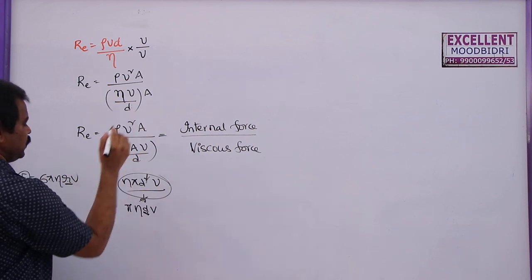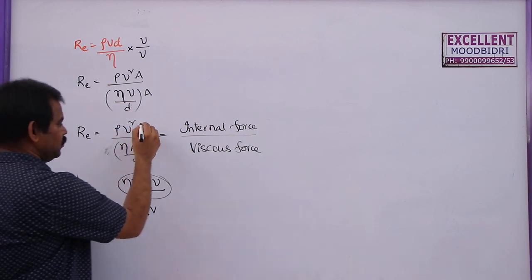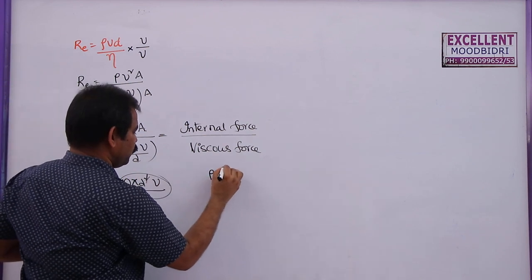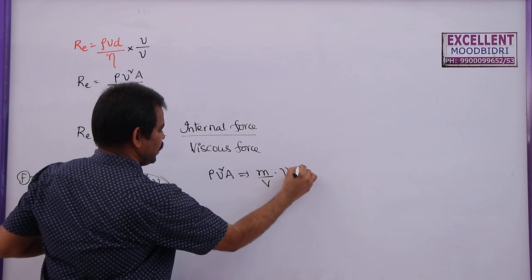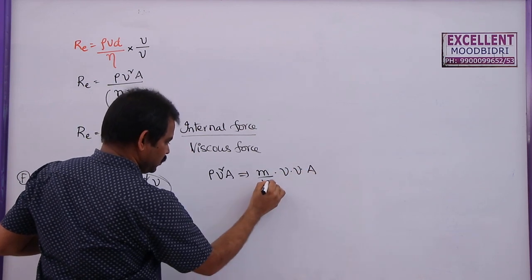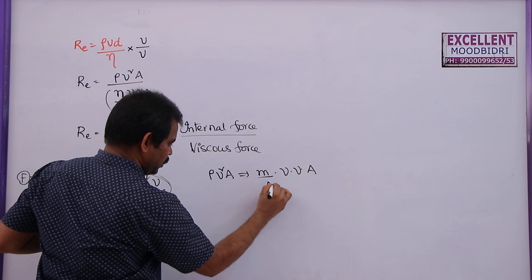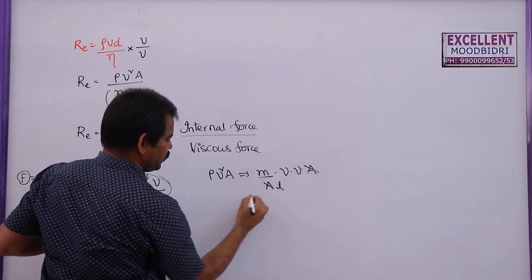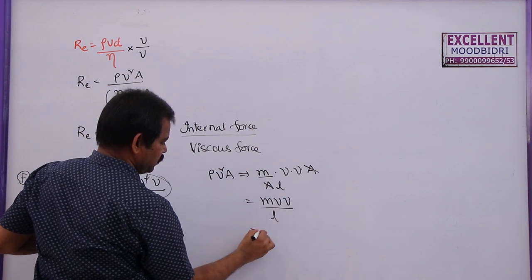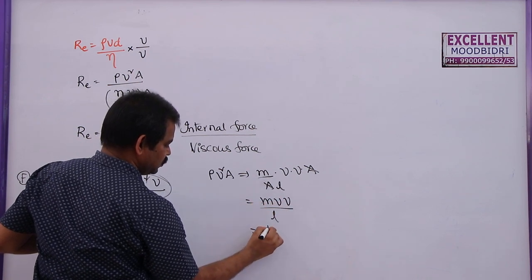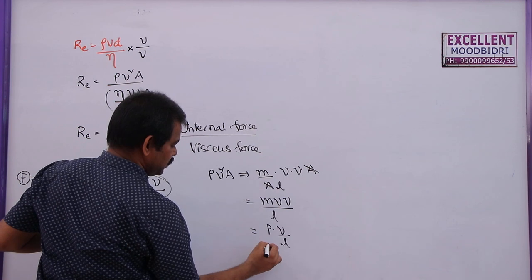But what about this one? Here if you see rho V square A, density is equal to mass by volume. This is velocity into area. But volume is nothing but area into length. The area gets cancelled, and this will become m V V by L. So mass into velocity is momentum, and this is V by L.